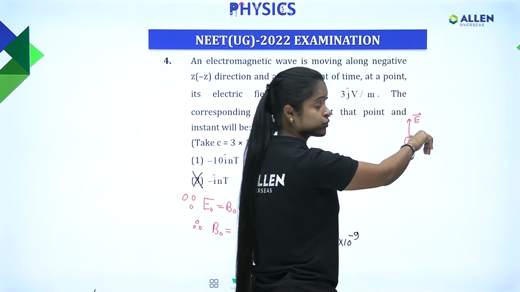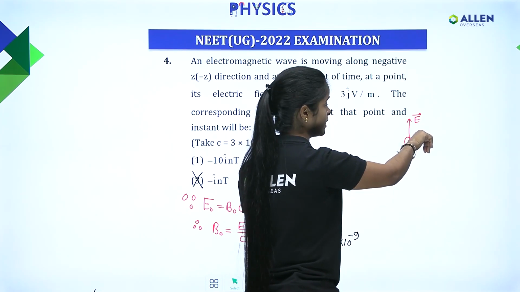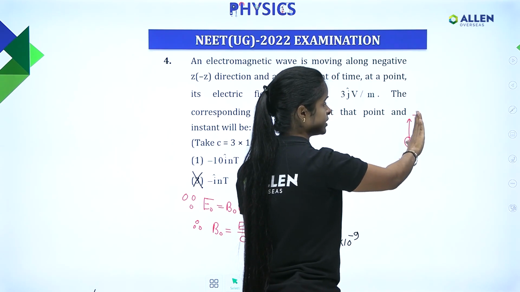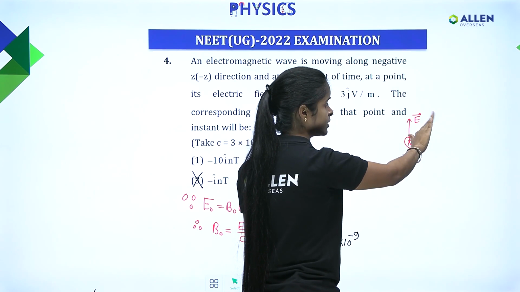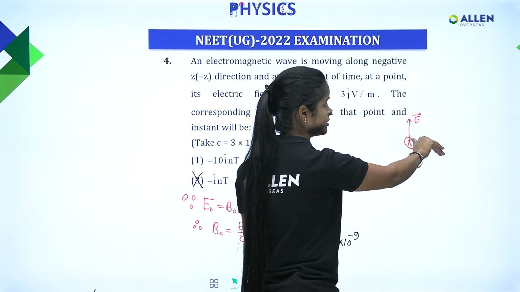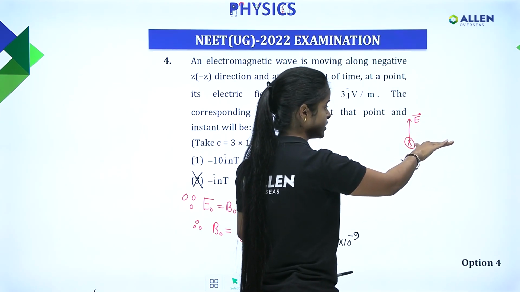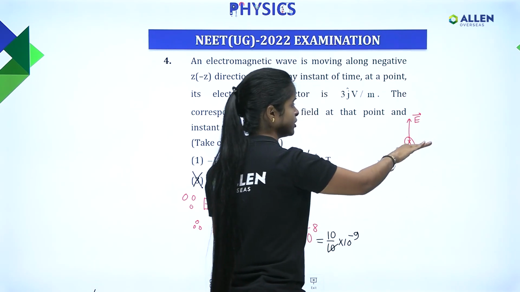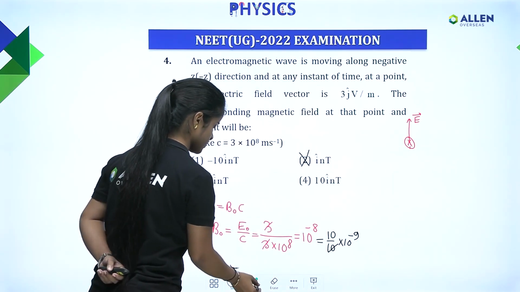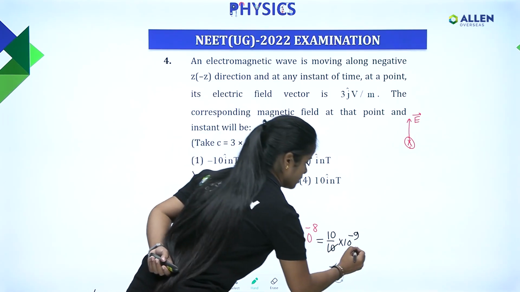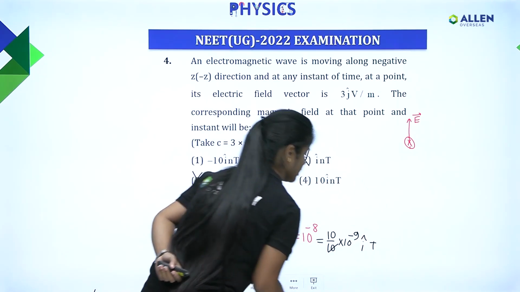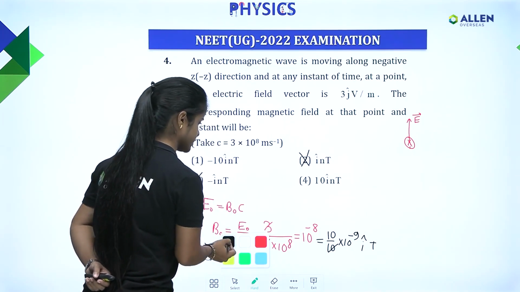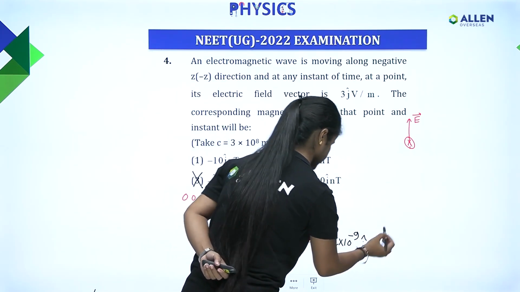You have to use your right hand, this is the right hand thumb rule, like the wave is propagating along the z axis and the finger is along the y axis, that is along the direction of electric field. Therefore definitely this curling finger is along the x axis, right? So definitely your answer will be I cap Tesla, right?